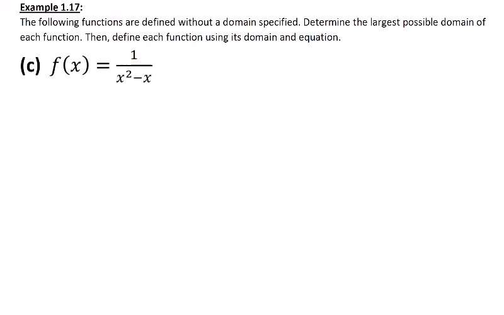In part C of example 1.17, we have another equation that is f of x. Let's take note of the operations that we have here. We have subtraction, which we know doesn't have any problems with domain. There is also a squaring operator here, and the squaring operator also does not have any problems, but we do have division. And we are dividing by x squared minus x.